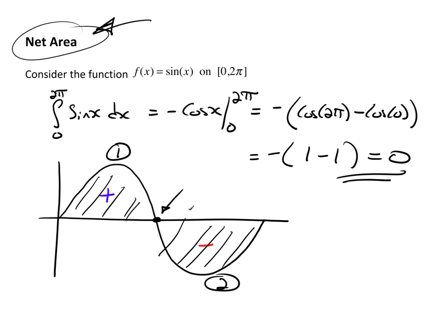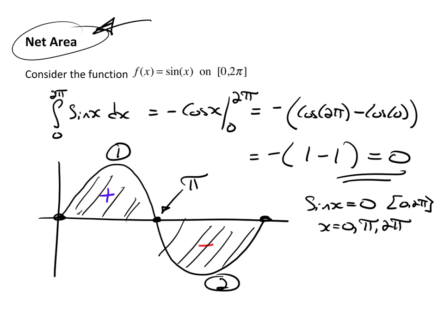Well, what I need to find is when sine of x is equal to 0, because it's 0 here, here, and here. Sine x equals 0, specifically on 0 to 2 pi, means that x equals 0, pi, and 2 pi. So this value right here must be pi. So what I can do is take the integral from 0 to pi of sine x dx plus the integral from pi to 2 pi of sine x dx.